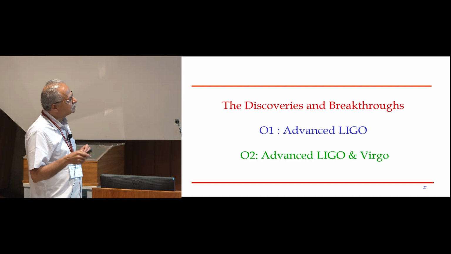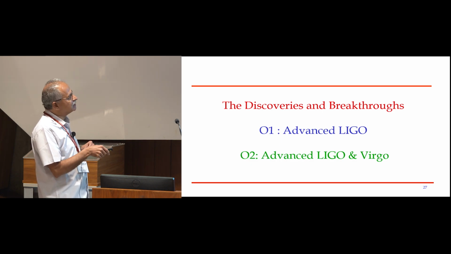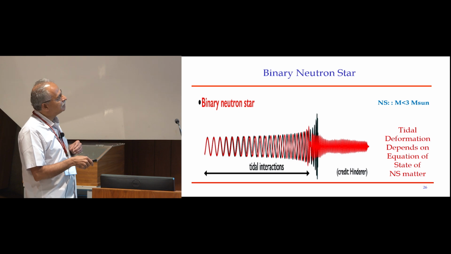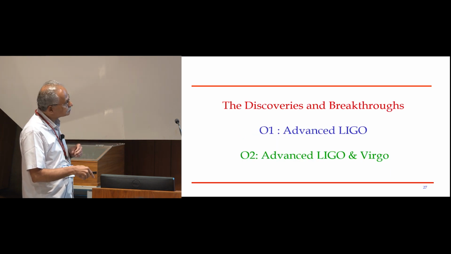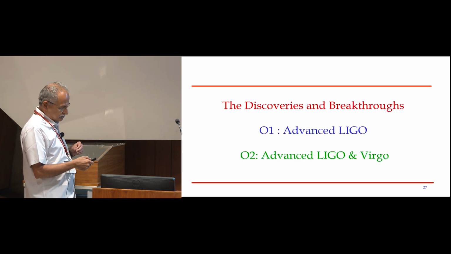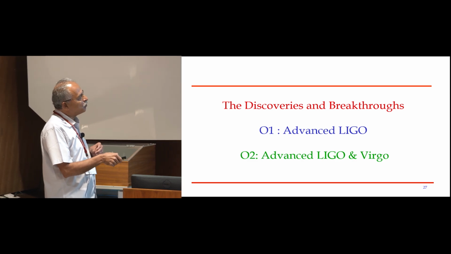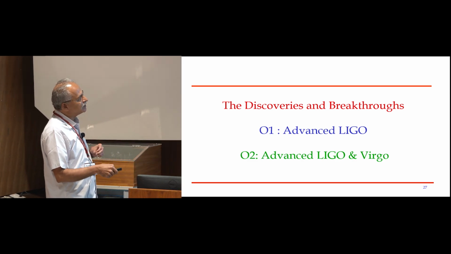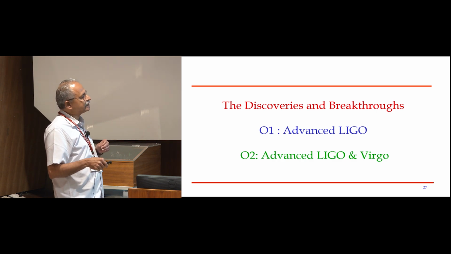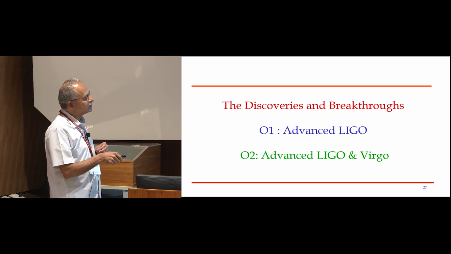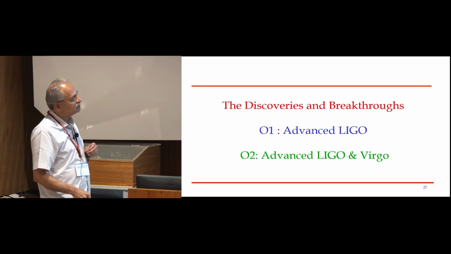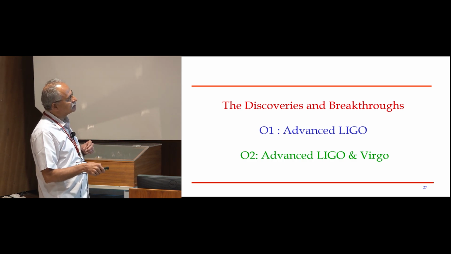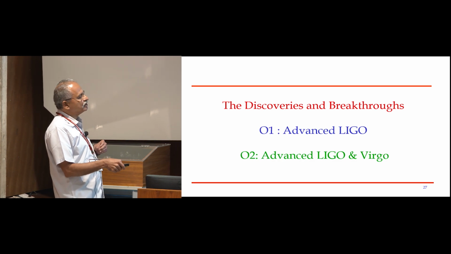So this is the primer, and now I go to the results which have been obtained. As I just told you, the first observational run involved only the LIGO detectors. The initial detectors didn't detect anything. The second generation detectors, called advanced detectors, made the first detection. The second observational run involved both the LIGO and the Virgo detectors.